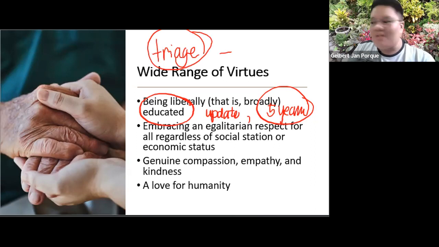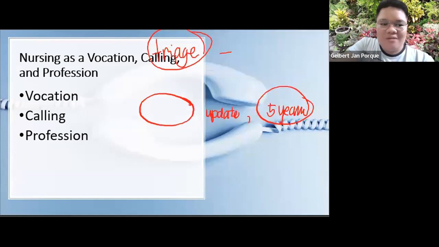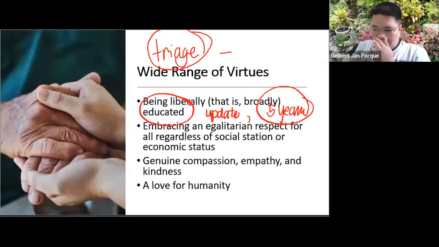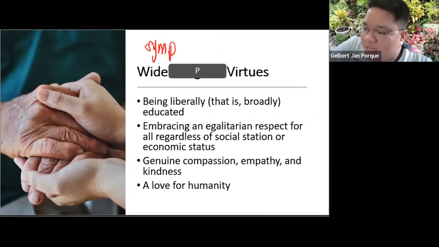Next, there should be genuine compassion, there should be empathy, there should be kindness, and then love for humanity. So class, when I say compassion, students, it talks about your love for your job. When I talk about empathy, it's your ability to place yourself in another's shoes. Oftentimes, I would give that example. We commonly differentiate the term sympathy and empathy.